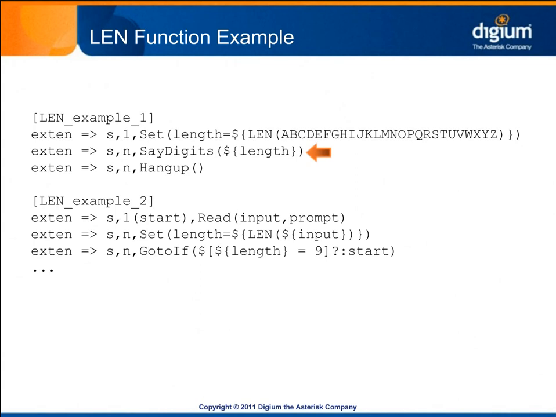By itself, this might not look very interesting, but the LEN function can be quite useful when paired with the Read and GotoIf applications. We can read DTMF input from a caller, test the length of the input using the LEN function, and use GotoIf to loop back and call Read again if the caller's input wasn't long enough. The Read application has an option to limit the maximum number of digits a caller inputs, but it does not natively have a way to specify the minimum number of digits to be gathered. Combining LEN and GotoIf is one way to force a caller to enter an exact number of digits.